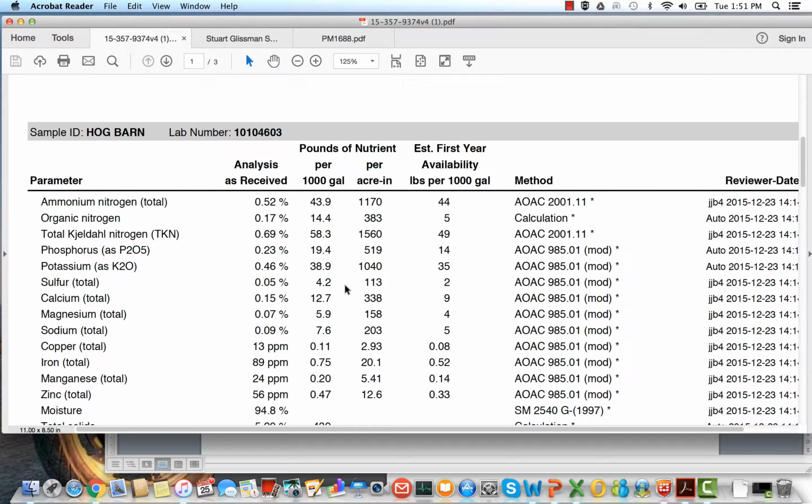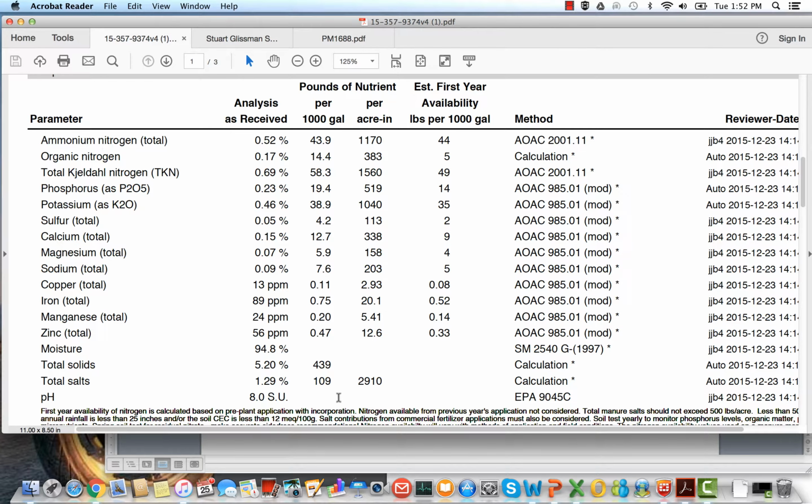Sulfur, it looks like about half that number is first year available. Calcium, probably about 3/4 as first year available. Magnesium, taking a little discount. Sodium, the same thing. Some of this is going to be tied up in organic forms and will have to mineralize. Copper, we've got our pounds per 1,000 gallon, again our estimated first year available. Same with iron, manganese, and zinc, and in each one of these cases it looks like we're taking about 2/3 credit for those nutrients.